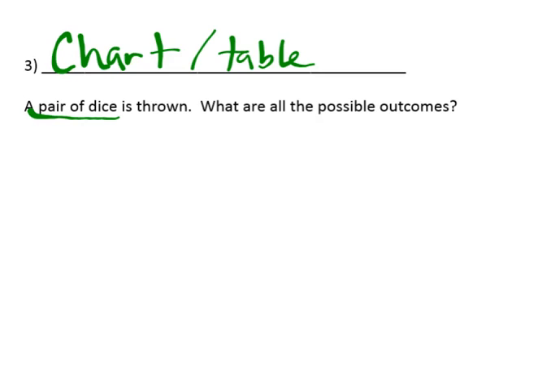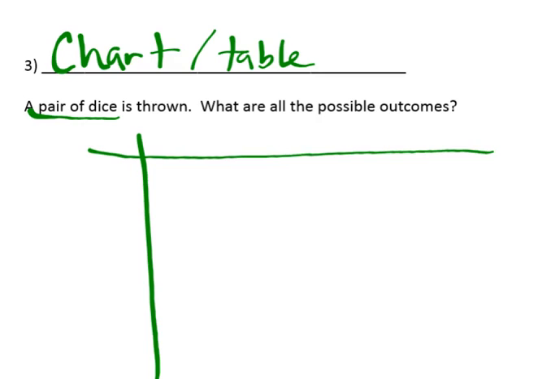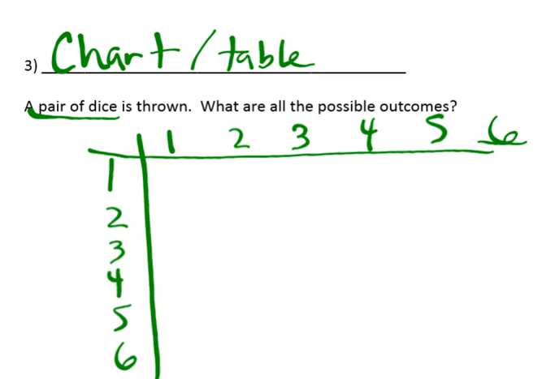When you throw a die, you can get a 1, 2, 3, 4, 5, or 6. So what I do for this one is I let this row across the top represent my first throw. I could get a 1, 2, a 3, a 4, a 5, or a 6 on the first throw, and I could get a 1, 2, 3, 4, 5, or 6 on the second throw. Then in the table are all the possible outcomes.